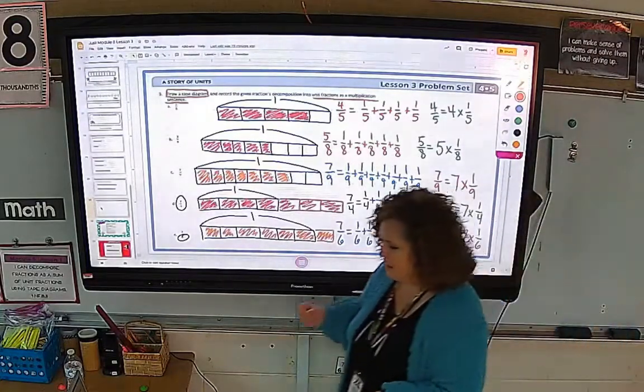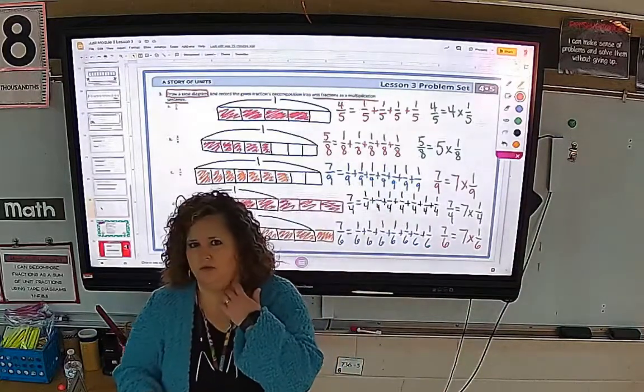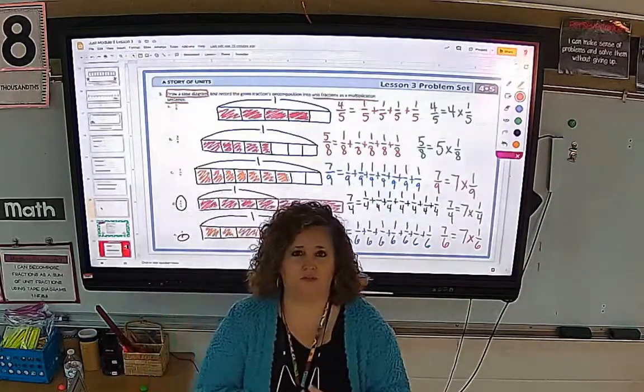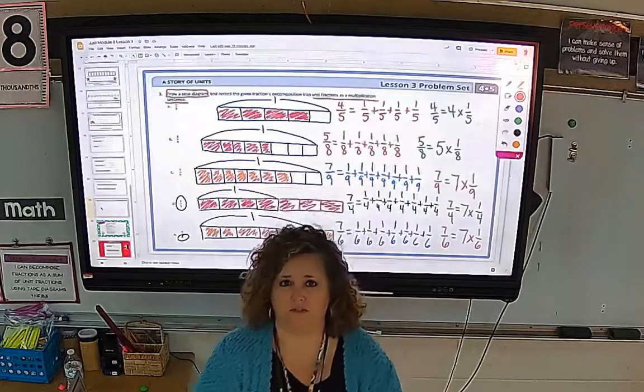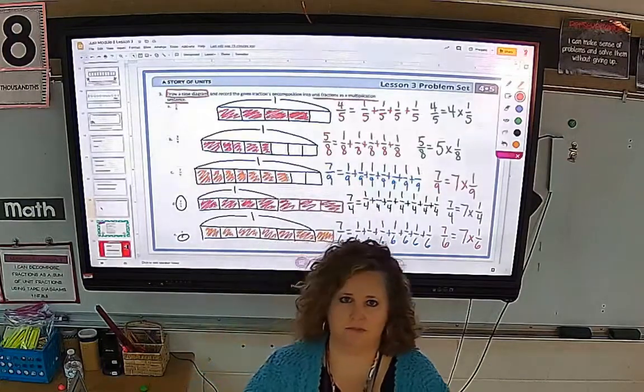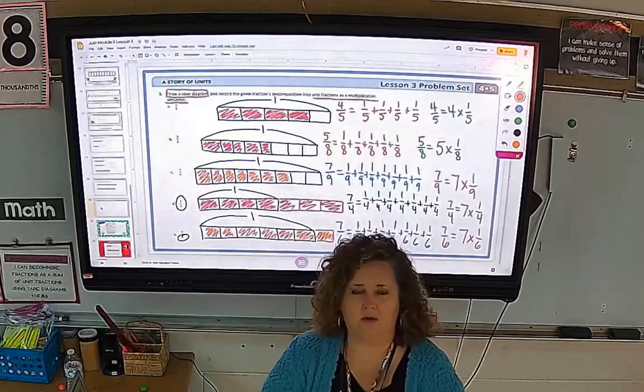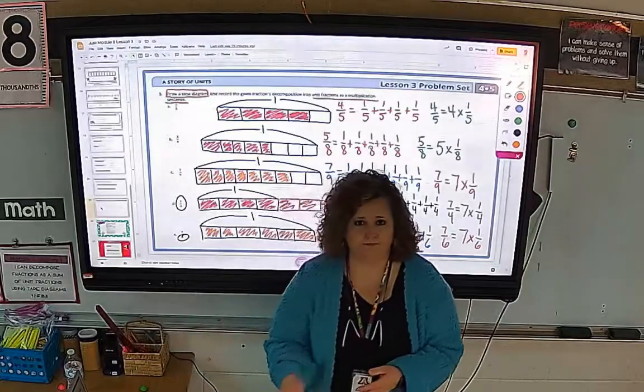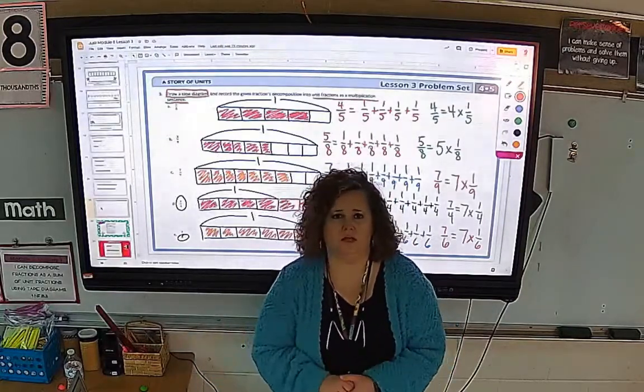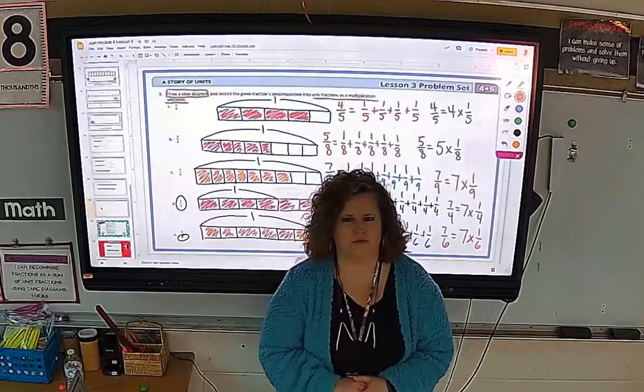Okay? All right, so I hope this has helped you kind of get a beginning understanding of multiplying with fractions using those tape diagrams. Let that tape diagram be something that's helpful to you. It's a tool we can use and not something that's scary or bothers us in any way.